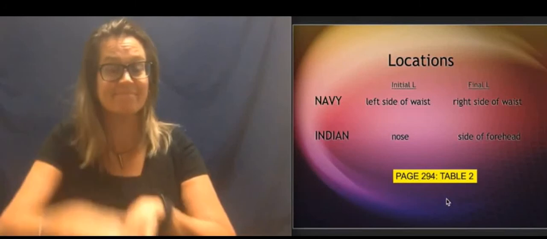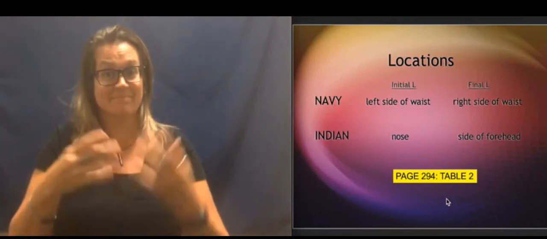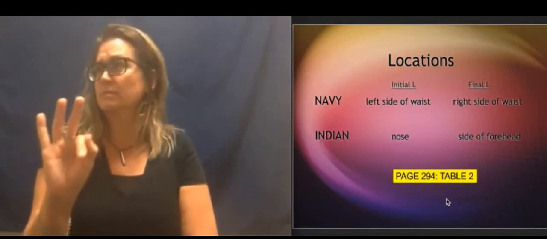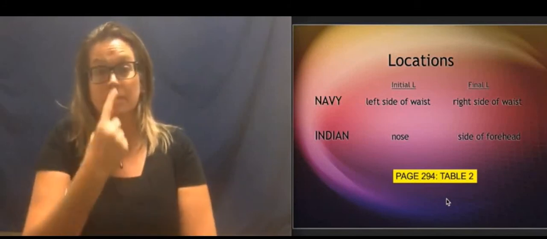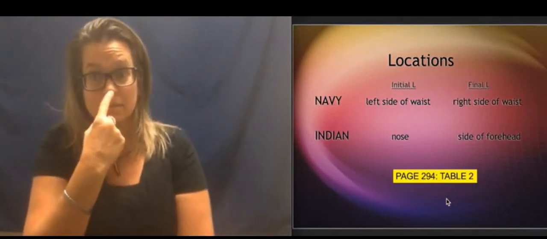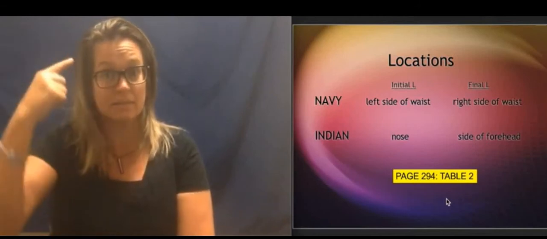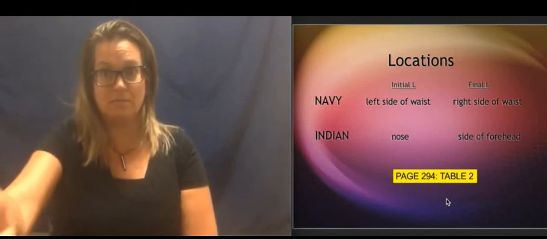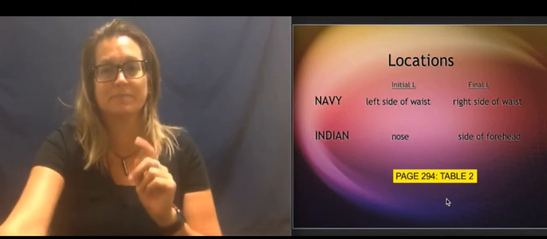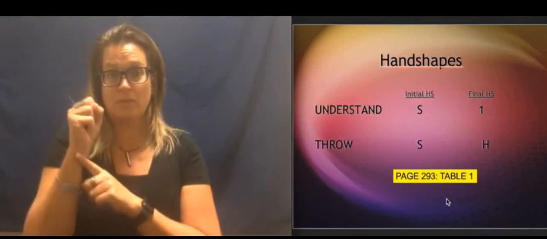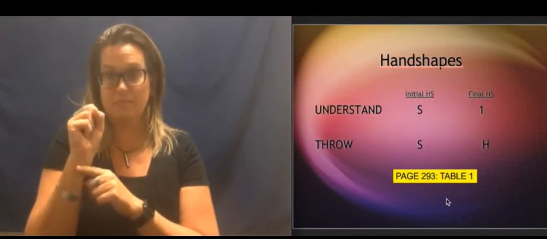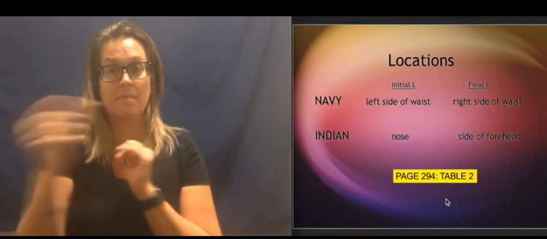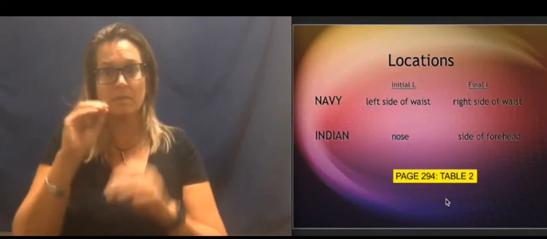So with the sign Indian, there's different signs, like I'm signing here. This is Indian, on the hands, Indian. And I think this was written in 1999, so it starts from the nose to the side of the forehead. And in this slide, we're looking specifically at location. So this is hand shape. And now we're moving on to location.